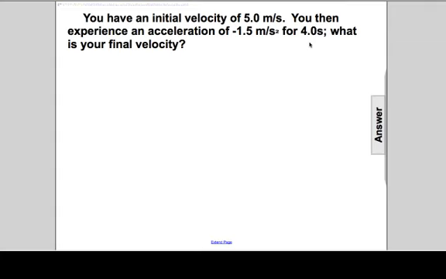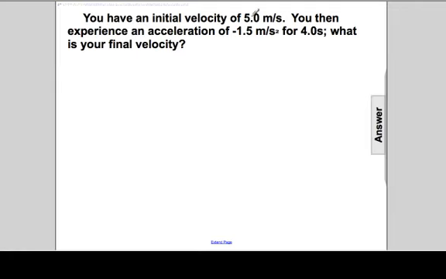All right, a little variation in our problem. We start off with an initial speed of 5 meters per second, and we experience an acceleration that's negative in sign. So the question is, you do that for 4 seconds, what is your new speed?